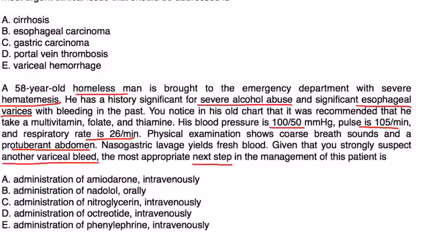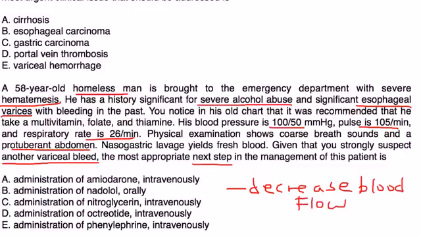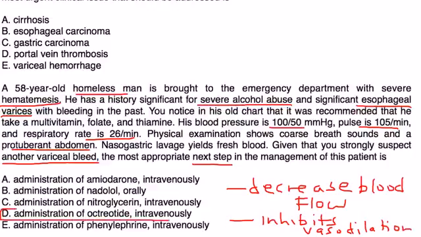Well, they've mentioned all these medications, and you have to figure out which one. Well, the medication that's given IV is a medication that decreases blood flow. And in addition to decreasing blood flow, it also inhibits vasodilation. And of the ones listed, the one that does both of those things is octreotide.